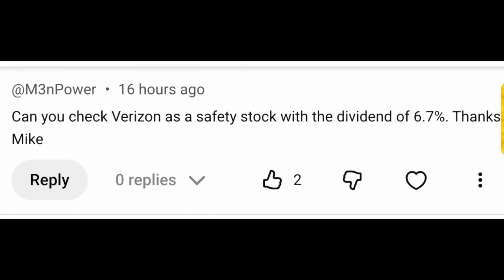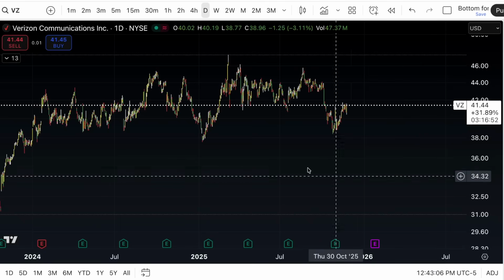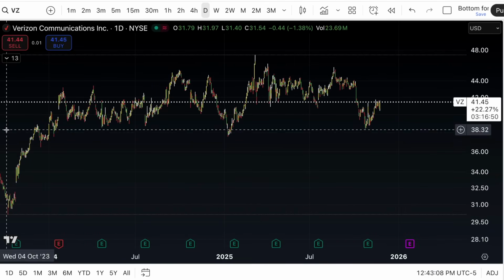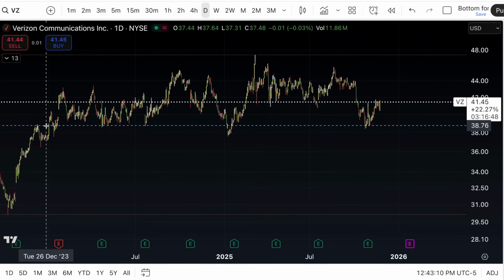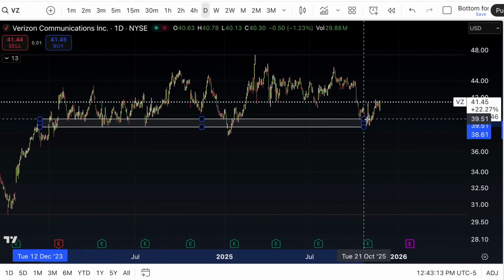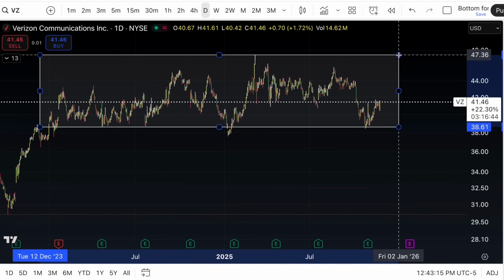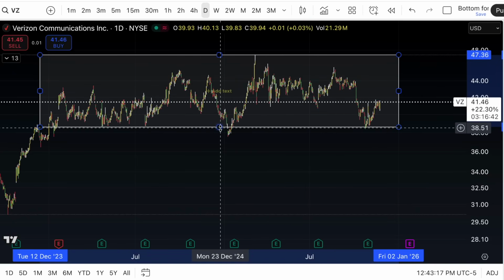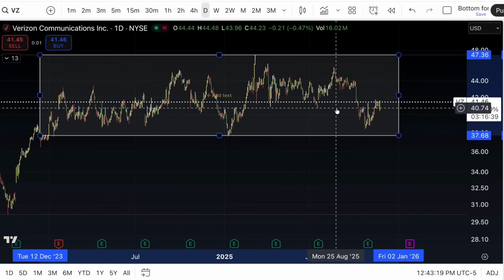Now, next it says, can you check Verizon as a safety stock with a dividend of 6.7%? Thanks, Mike. I'm assuming you're just talking about the chart, but this being a dividend play, as soon as I saw this, what do you see, guys? A range-bound dividend stock, going back to December 2023, pretty much. You're pinned from 37 to 47. So you're just kind of pinned in a $10 range.